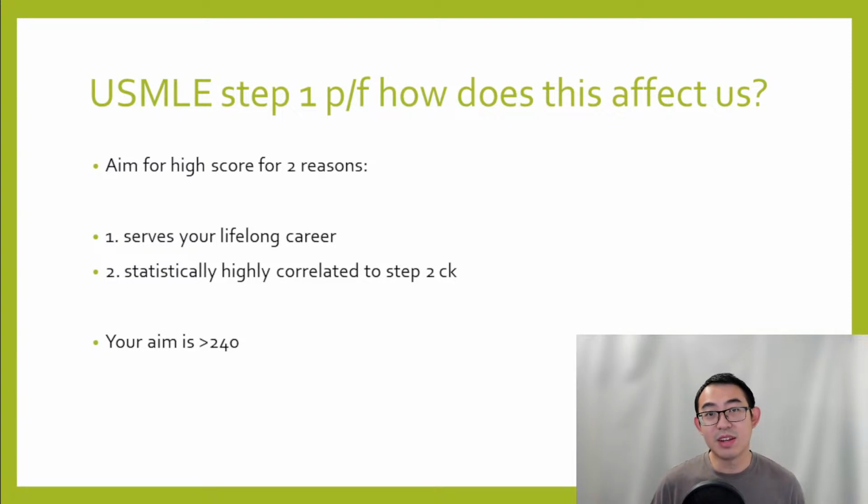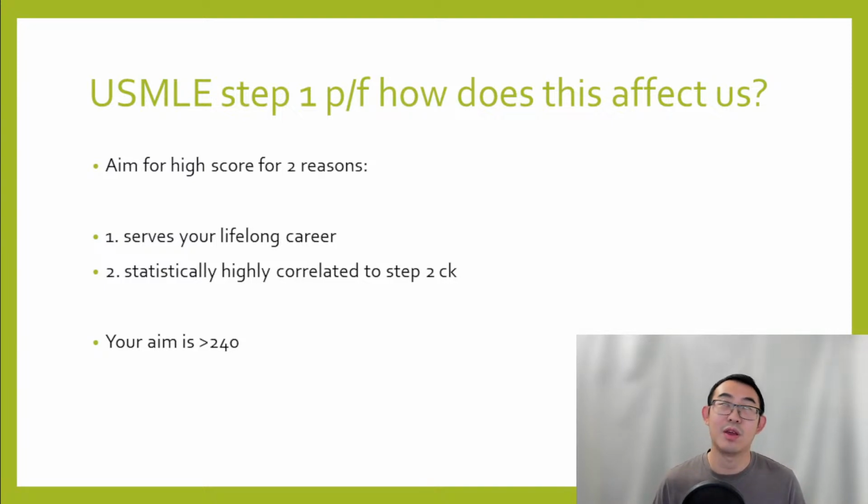Now, the second reason is because Step 2 CK still has a three-digit score. And the score of your Step 2 CK is highly correlated with your Step 1 score. And this has been proven with statistics. So if you have a high Step 1 score, most likely you're going to have a high Step 2 CK score. Now, some of you may say, well, I can still get 250 or 260, even if my Step 1 is 210, 220.